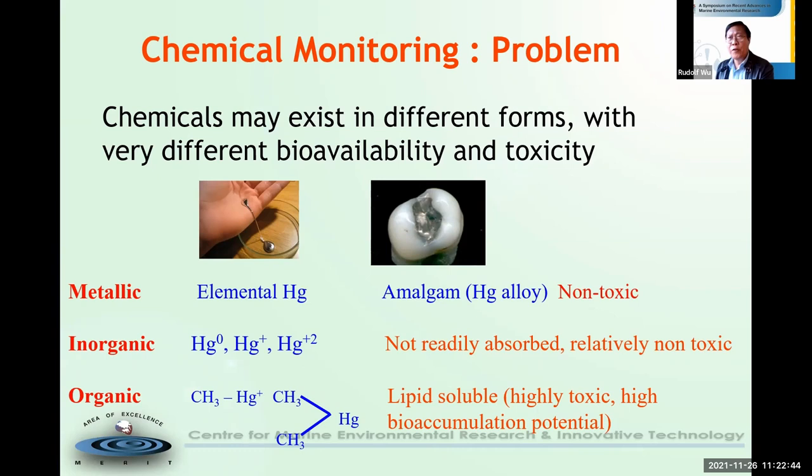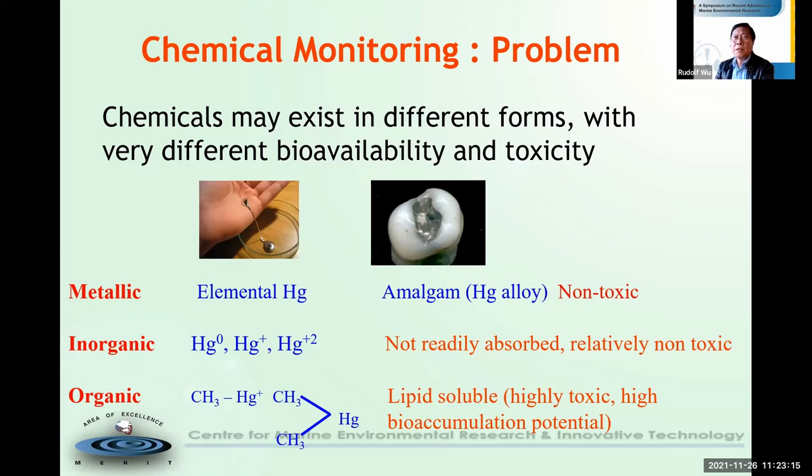The first is that if you have taken first-year toxicology, you know that the chemicals in the environment may exist in different forms. And different forms of the same chemical have different bioavailability and different toxicity. That is to say, if you want to measure salinity or temperature, that's relatively easy, okay? But if you want to measure chemicals, like organic chemicals, and inorganic chemicals like metals, it's not that simple and straightforward. Let's go through this.